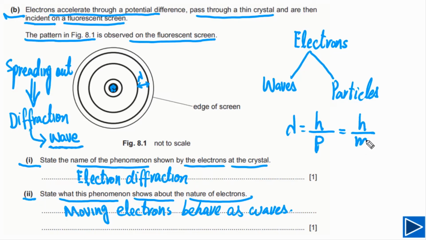So h over mv, where m is the mass of the electron. So this is how we can answer this question. This question has 2 marks, meaning 1 mark for part 1. So this is B1 mark. And the second one is also B1 mark.